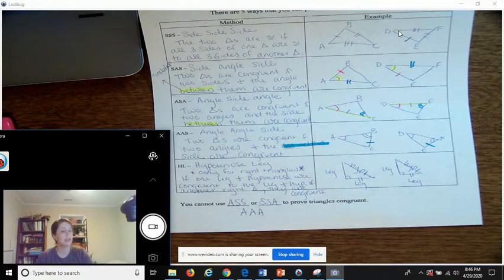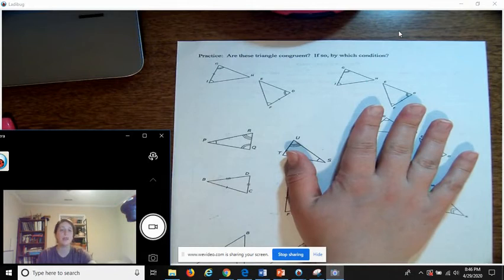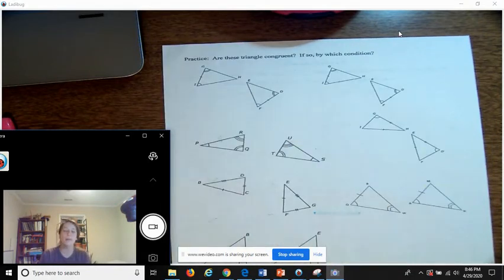Okay, so now on the back, there's a bunch of practice. I'm going to do two of them with you, and then I want you guys to do the rest of them on your own. I'm going to post the full solution, just try to do them on your own before you actually check the solution. Okay, so let's do the top two.